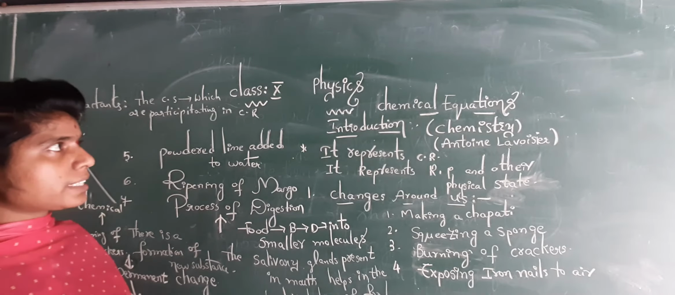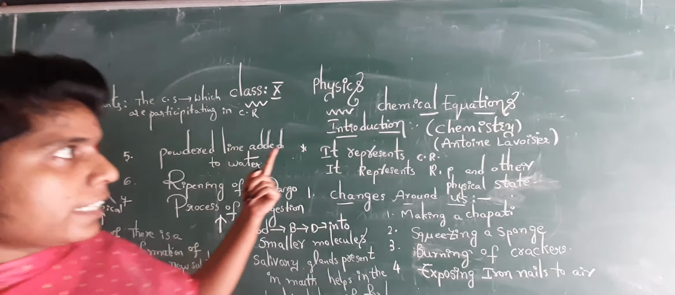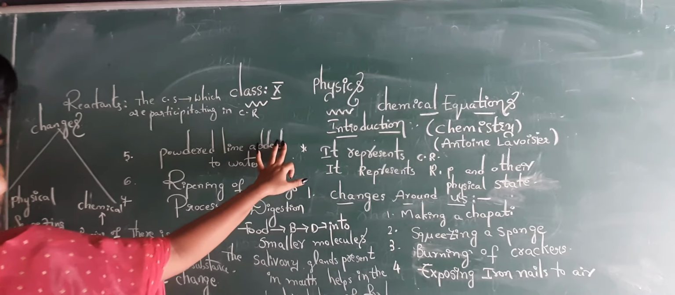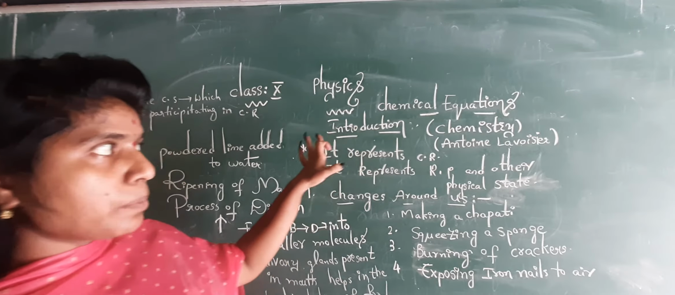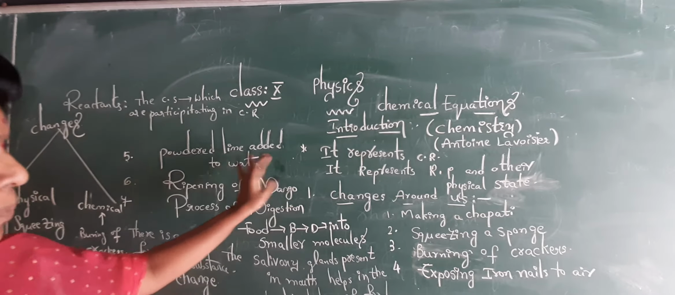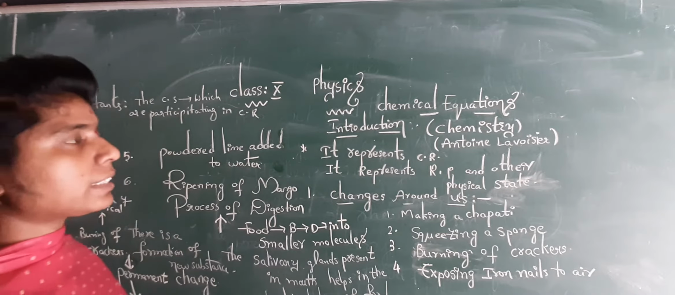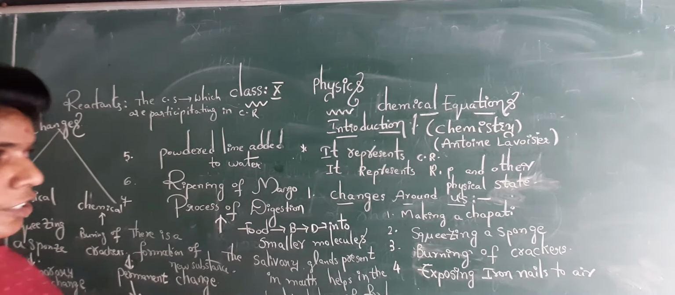Today I am going to explain the concept of 10th class physics, chemical equations. Look here, the father of chemistry is Antoine Lavoisier. Chemical equations come under chemistry. So the name of the lesson is chemical equations. What do you mean by the term chemical equations? It represents a chemical reaction.